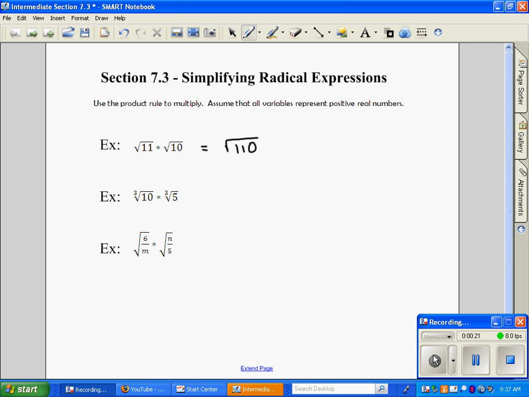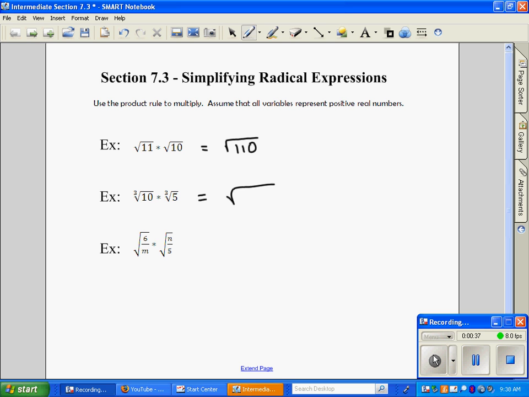Trying different factors of it, for it to square root, it has to have a perfect square in it. Perfect squares are like 4, 9, 25, those type numbers. And 110 is not divisible by any of those, so we just stop right there.